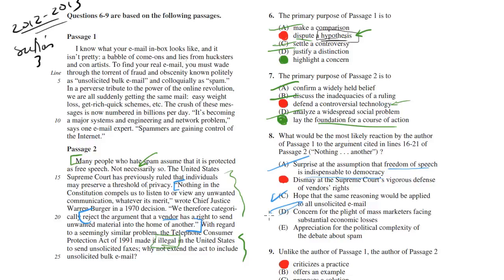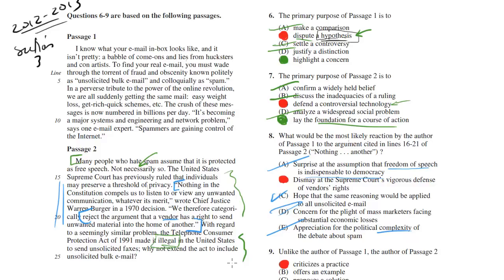E, appreciation for the political complexity of the debate about spam. They might be, but there's nothing here telling us specifically that they would be. In fact, it seems not very complex at all. The issue seems pretty cut and dry in this argument. So whether there's complexity here in the first place, whether passage 1 primarily would be appreciative of that complexity is not clear. It's not mentioned. It's got to be specifically supported by the text.